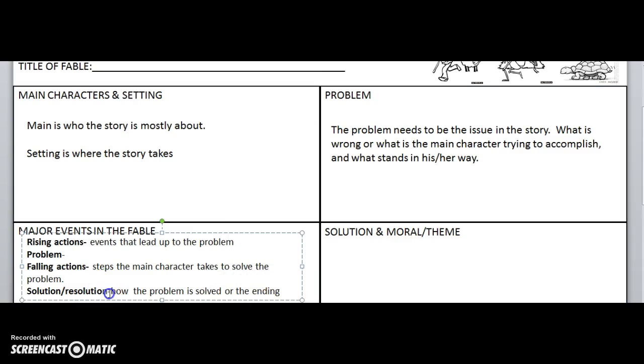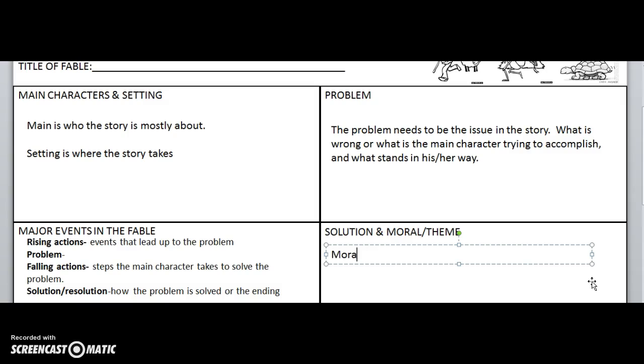Then you are faced with determining the moral or the theme. All fables have a moral, which is a lesson that the reader will learn from reading it. And you guys are actually quite lucky, because in your fables in your packet, I went ahead and just left the morals there. However, remember I said when you write the moral, it needs to be in your own words. Do not copy word from word from the fable that I gave you. If you do that, I will deduct points.